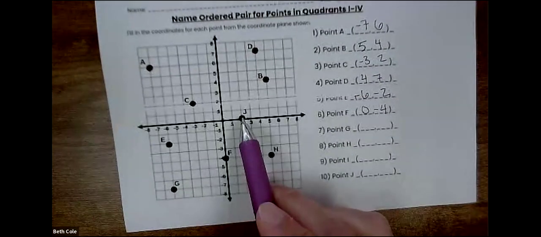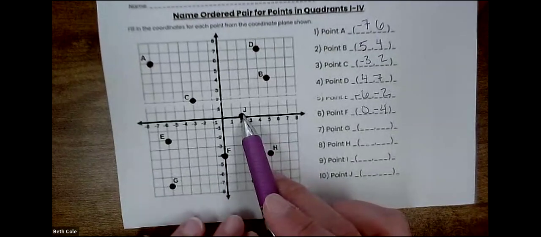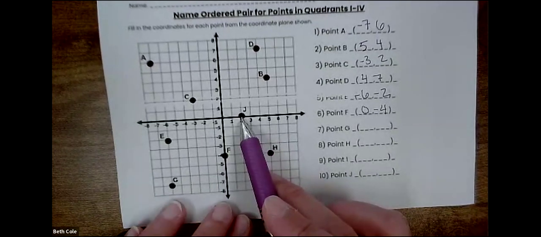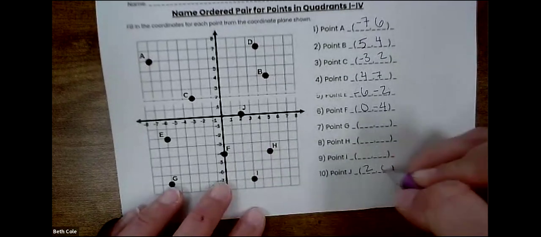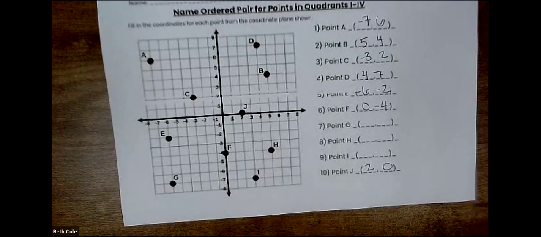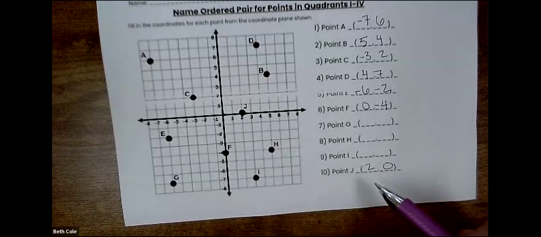Perfect. Here, let's jump to J because that one's also on the axis, but it's the other way around. That one's going to be, yeah, it'll be 2, comma, 0 for that one. Again, you do X first, left to right, and then up and down. It just didn't go up and down at all. So that's 0. 2, 0.